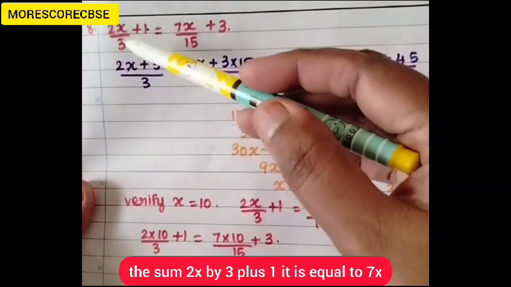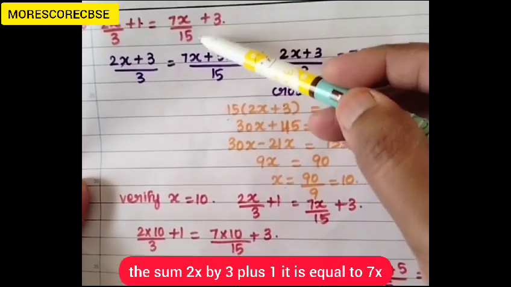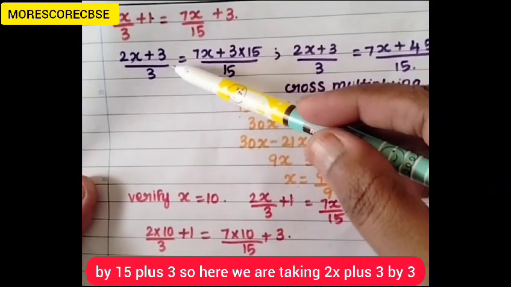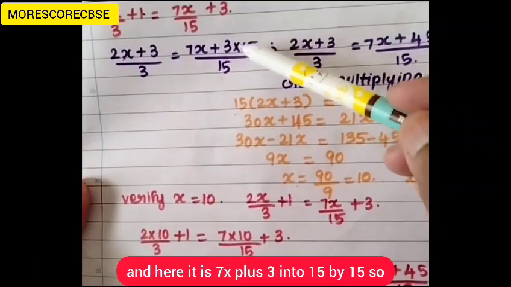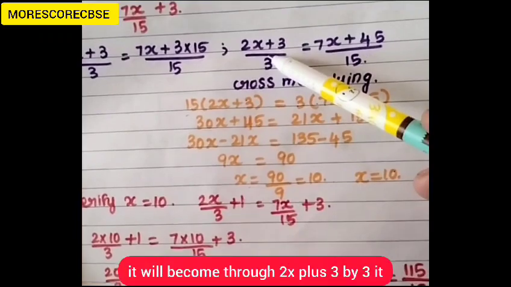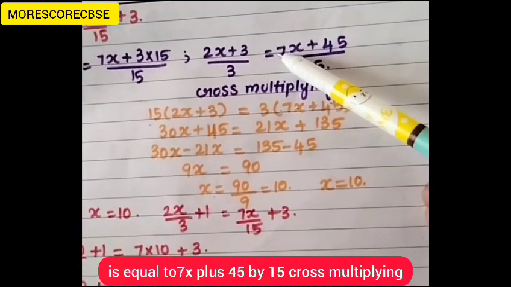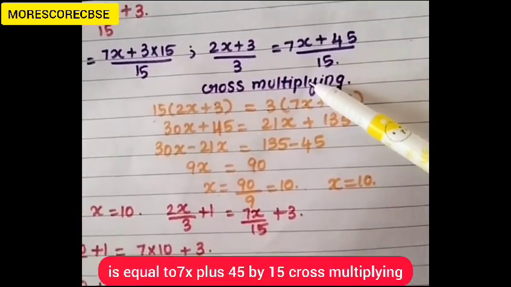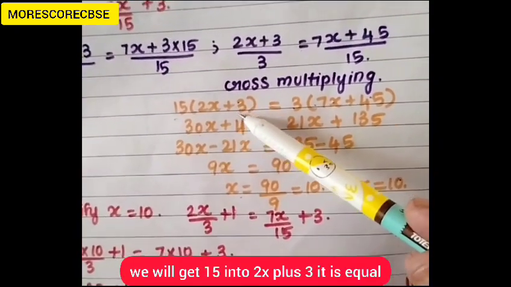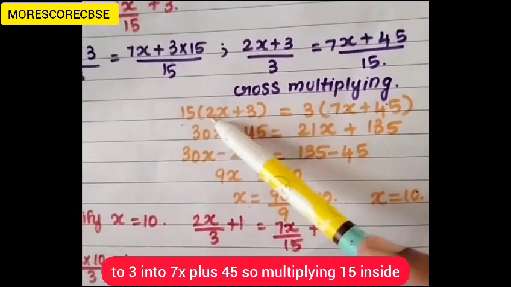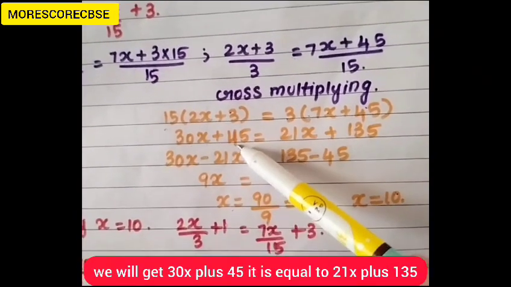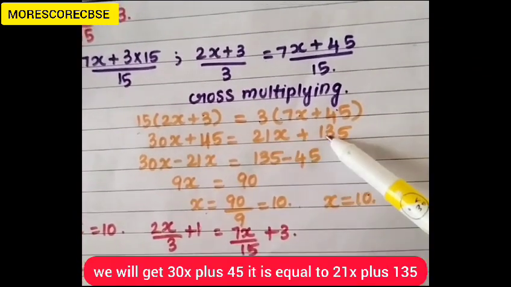The sum 2x/3 + 1 = 7x/15 + 3. So here we are taking (2x + 3)/3, and here it is (7x + 3 into 15)/15. So it will become (2x + 3)/3 = (7x + 45)/15. Cross multiplying we will get 15(2x + 3) = 3(7x + 45). So multiplying 15 inside we will get 30x + 45 = 21x + 135.